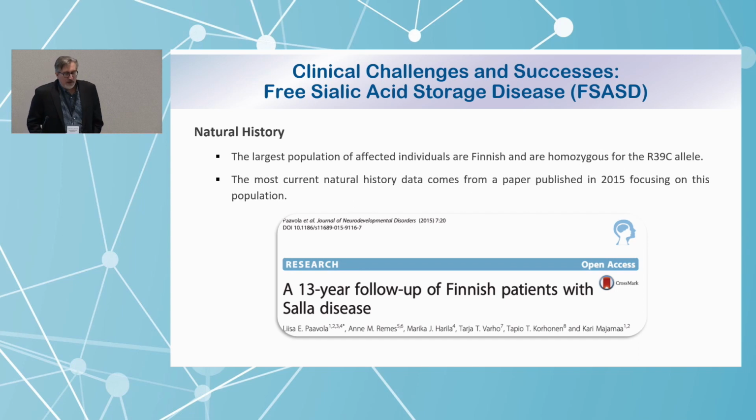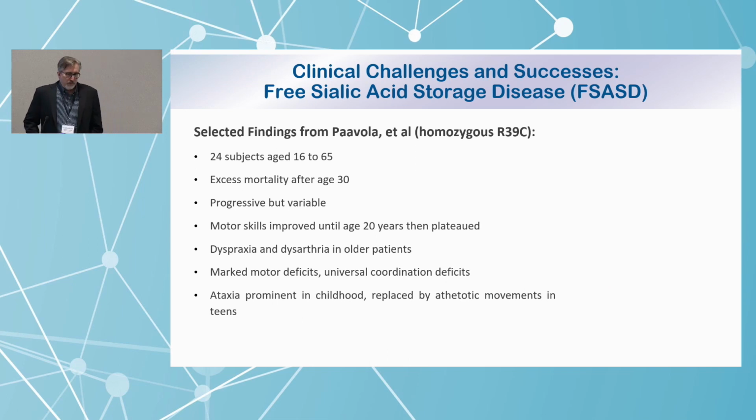The largest natural history studies have come out of the Finnish population, as you would guess. The most recent paper is the one referenced below, which builds on a 2002 paper that examined a cohort fairly soon after the disease was described. From that most recent paper, they had 24 subjects aged 16 to 65. There's excess mortality after 30. It's progressive but highly variable between individuals. So we may need to look at something like a rate of progression rather than an absolute progression connected to age as an outcome measure.